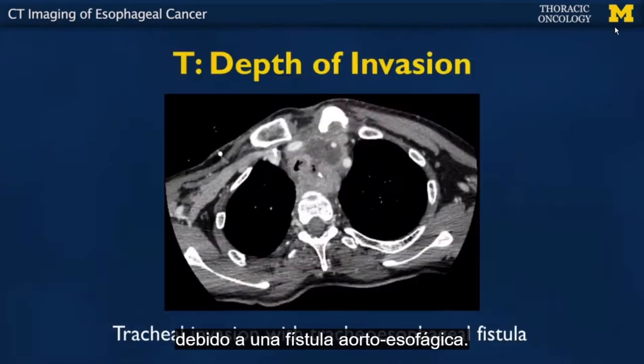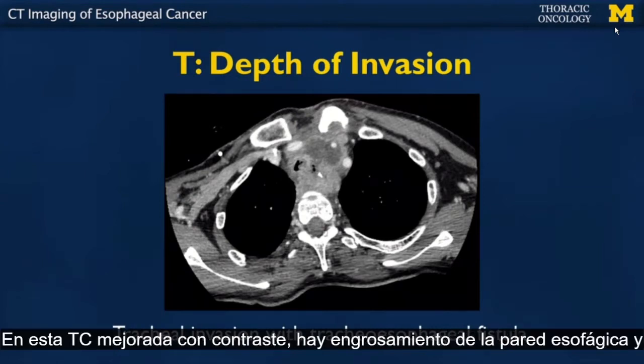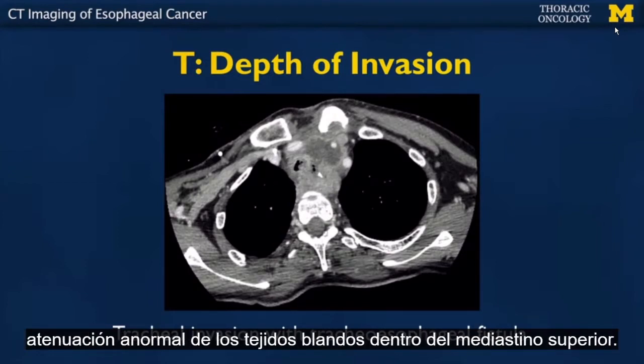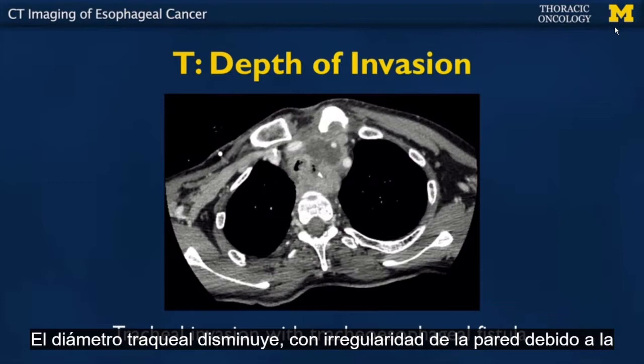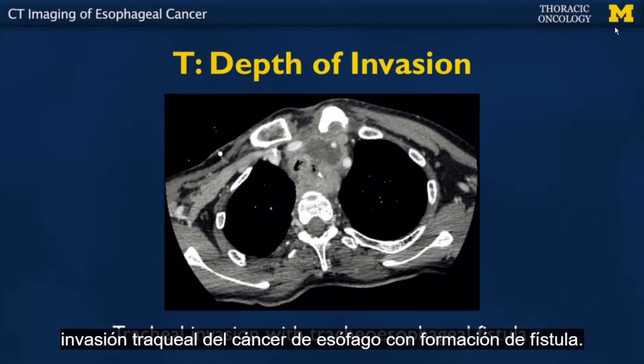Here is another example of T4 disease. On this contrast-enhanced CT, there's esophageal wall thickening and abnormal soft tissue attenuation within the superior mediastinum. A necrotic central component of the mass is noted near the great vessels. The tracheal diameter is diminished with irregularity of the wall due to tracheal invasion of esophageal cancer with fistula formation.